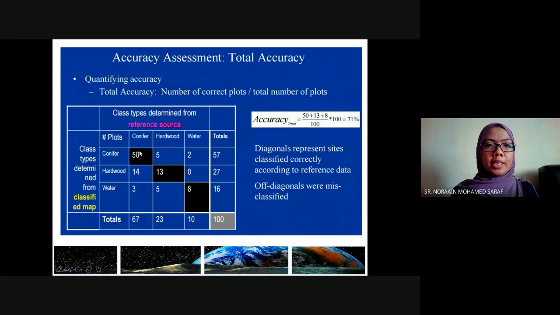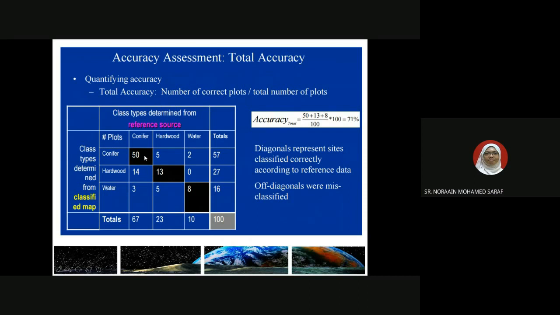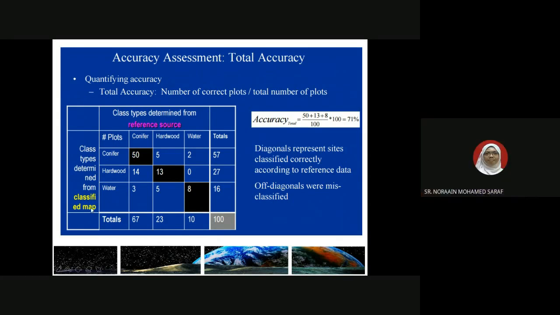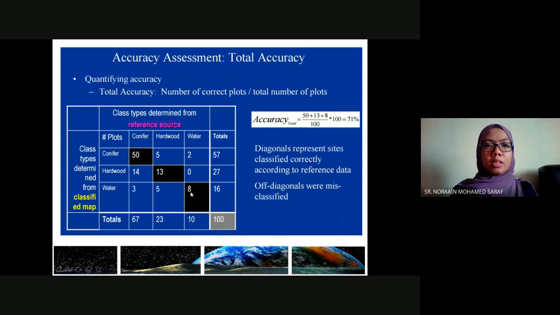Okay, 50 samples are correct on the classified map and reference source. And then 13 also correct, number of plots that are correctly classified. Sama juga dengan water. So 71 bahagi dengan 100 darab dengan 100, lalu dapat dia punya percentage dia adalah 71% accurate.